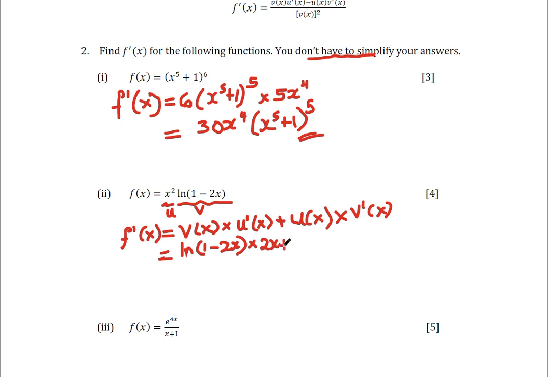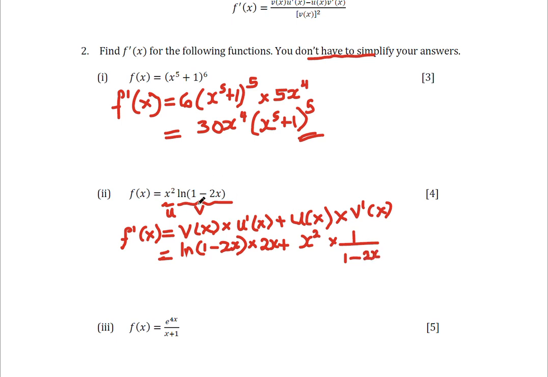Plus u of x, in which case we write back the term we assigned as u, which is x squared. And we're going to multiply by v prime of x, which is the derivative of v. Since we assigned v as ln 1 minus 2x, then the derivative of v would be 1 over 1 minus 2x. Yes, so 1 over 1 minus 2x.